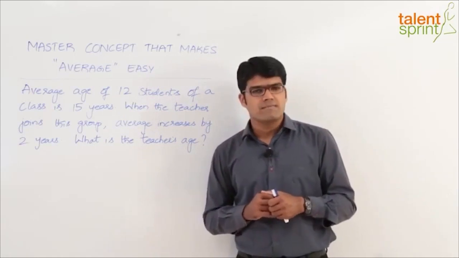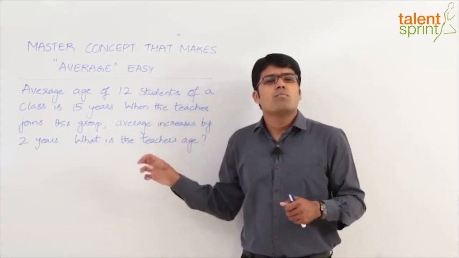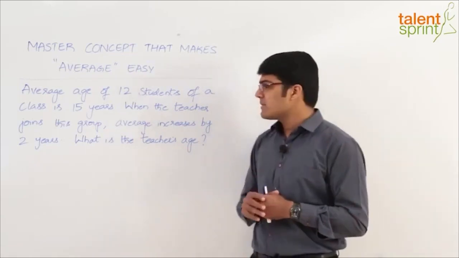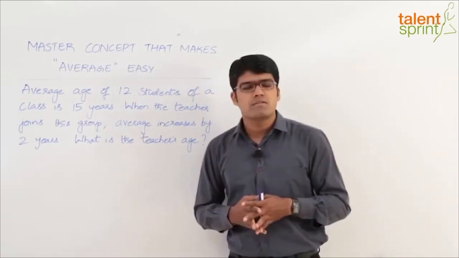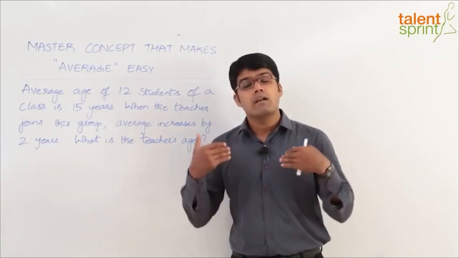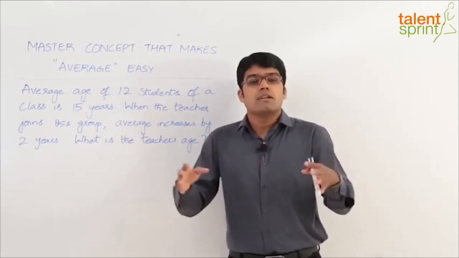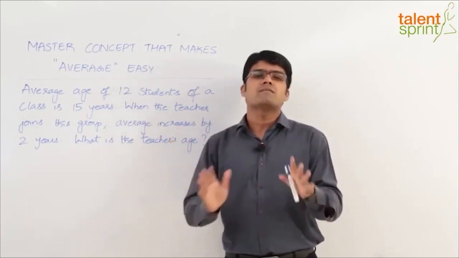What is the teacher's age? And this is one of the most popular models from averages that is asked in many competitive exams, right? What does the question say? Average age of 12 students of a class is 15 years. Now, going by our logic of equal distribution, it simply means that each of the 12 students here is 15 years old.